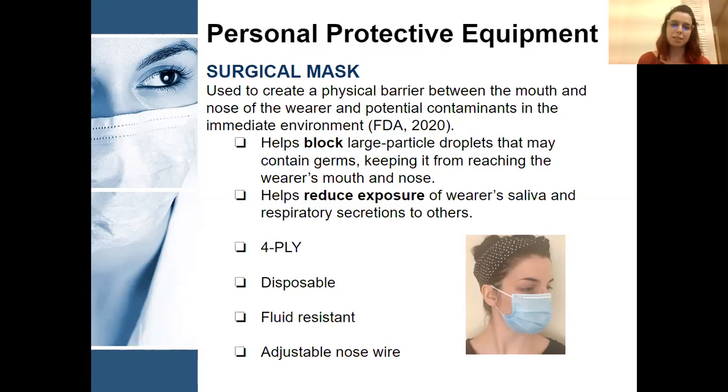The surgical masks that we will be using are 4-ply, disposable, fluid resistant, and have an adjustable nose wire, which helps to create a smoother contact over the bridge of your nose and at your cheekbones to create a better seal. It's not a perfect all-around seal as you would expect with an N95 or KN95 mask, but the surgical masks do enable very substantial protection against respiratory droplets.